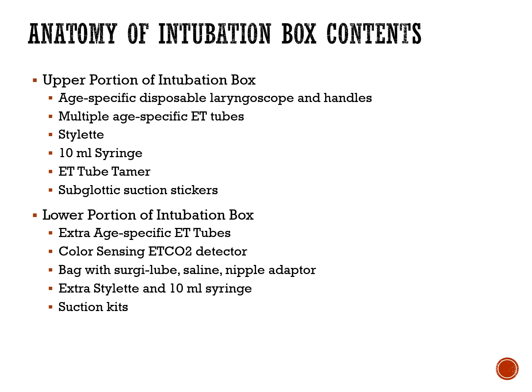contributing to a ventilator-associated pneumonia. The lower portion would be your extra stuff, pretty much. Extra age-specific ET tubes. We put a colorimetric end-tidal CO2 detector, a bag, and miscellaneous things such as Surgilube, saline, nipple adapters for oxygen and things along those lines. The extra stylet, the extra 10 ml syringe that I alluded to earlier on, suction kits, and pretty much your Yankauer, an extra Yankauer and the like.